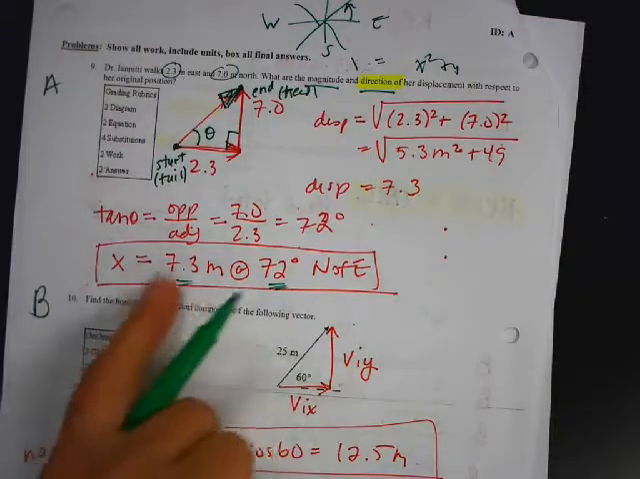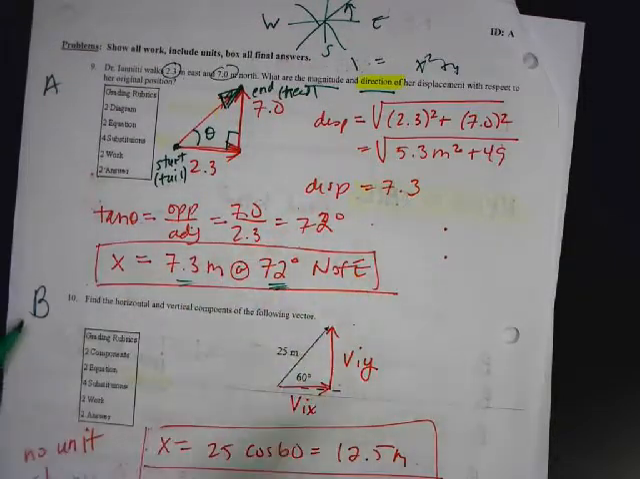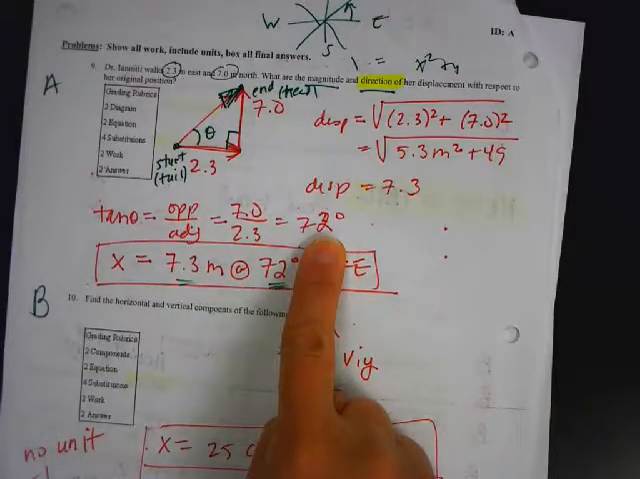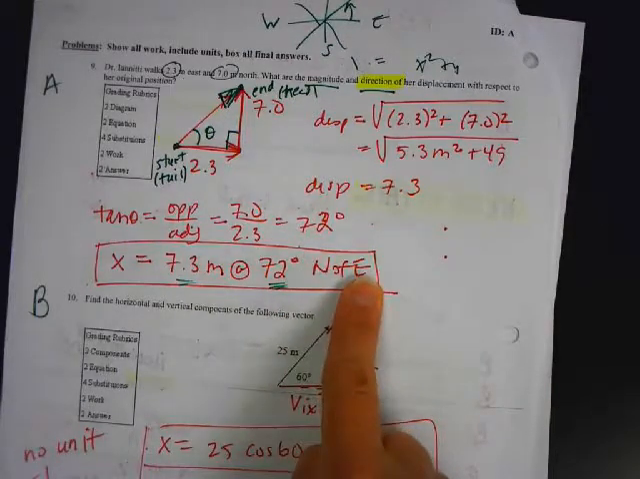Okay? Then here, some of you messed up on the angle, but if you set it up like this and you just had the angle wrong, I only took off 1 point. If you got the direction wrong, I took off 1 point.